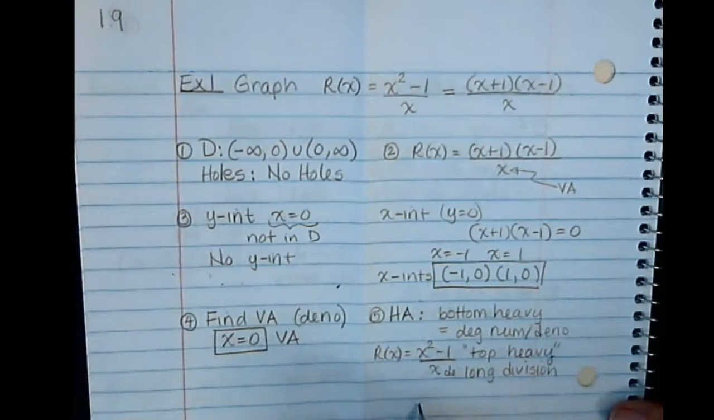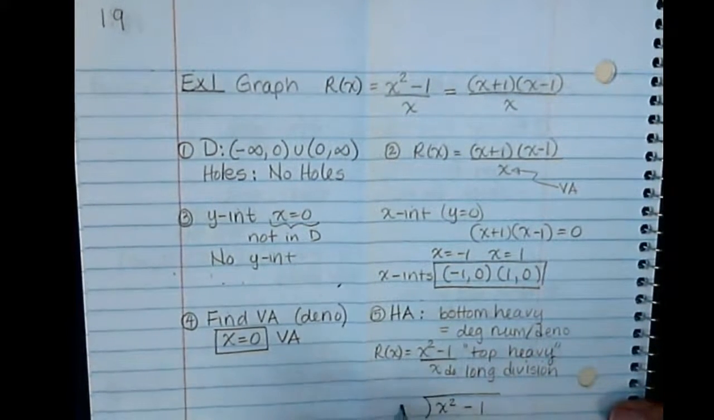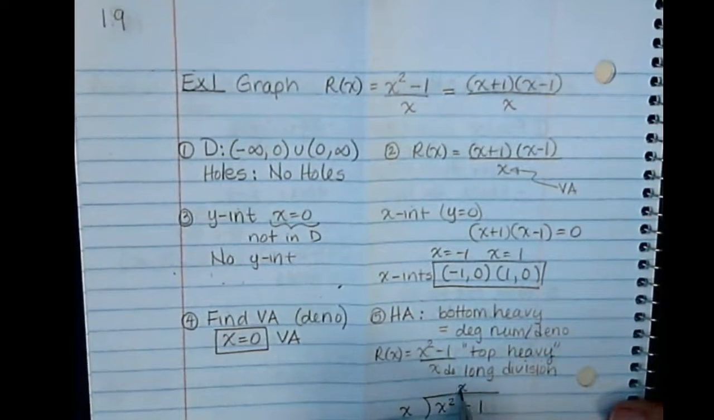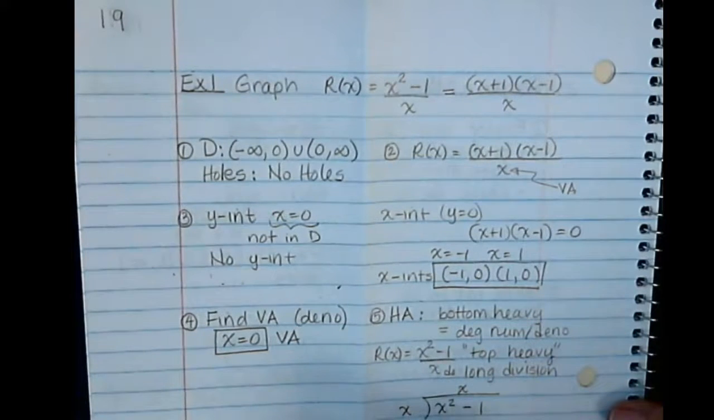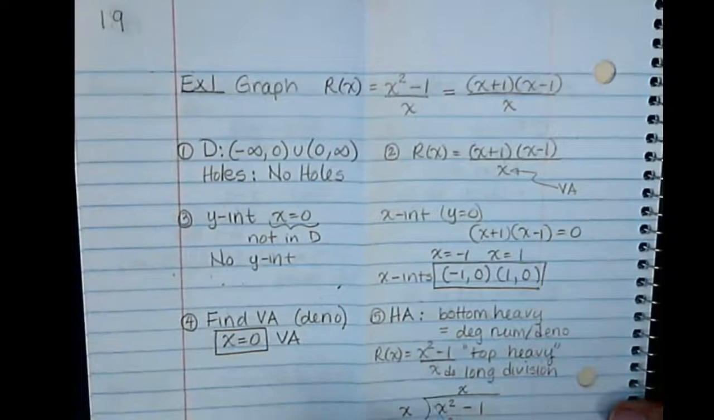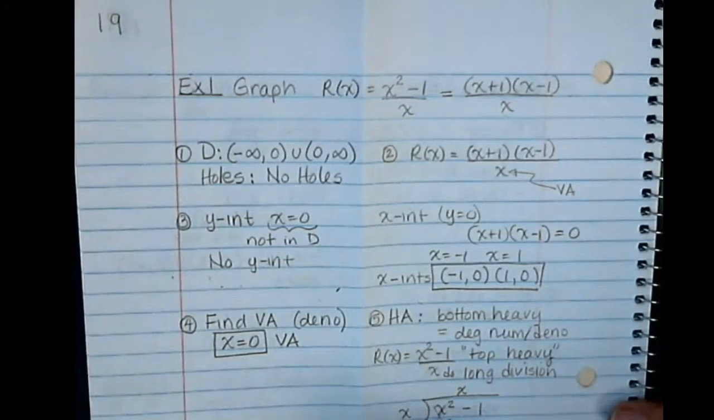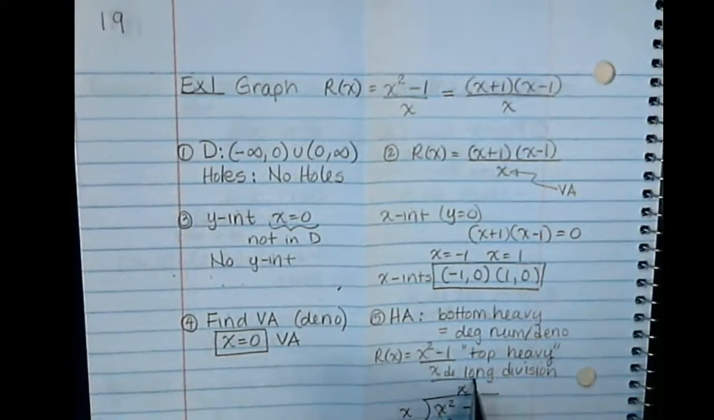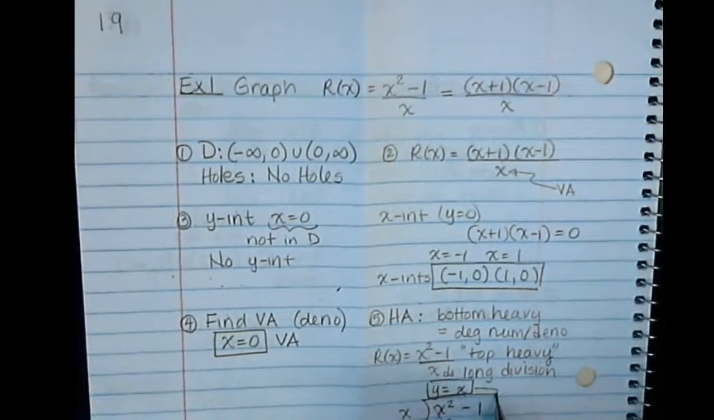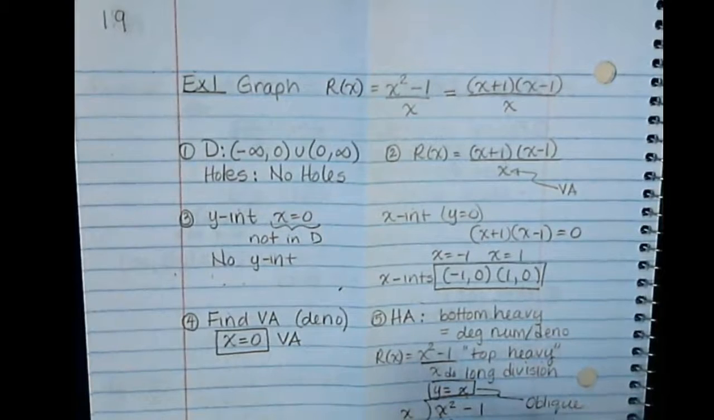So to do long division, I'm going to get x squared minus 1 divided by x. x times what will give me x squared? I need to multiply times x, because x times x will give me x squared. And then I'm going to subtract. Those are gone, and I end up with just -1 down here. That's what we call our remainder. This quotient that we found up here, y is equal to x, this is our oblique asymptote.